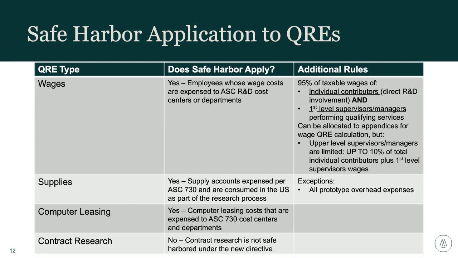And the last one is contract research, subcontractor expense. Under the safe harbor, contract research is excluded. So that does not mean you cannot include it in the credit calculation. It just means that it's not going to be a safe harbored expense. The reason for that is it is an IRS focus issue right now, looking at subcontractor expense and whether or not you as the taxpayer are eligible to claim those expenses, or if the credit would belong to whatever subcontractor you're contracting with. So they have removed those from safe harbor treatment.